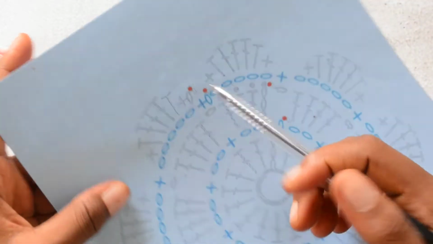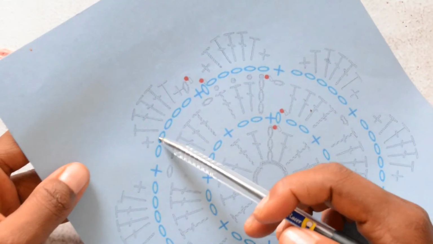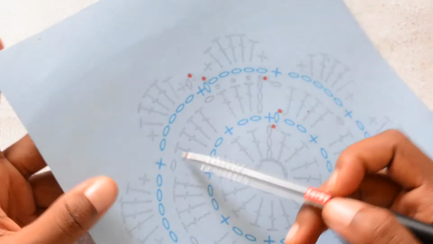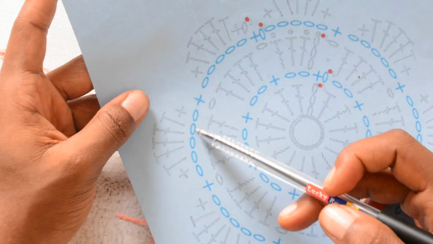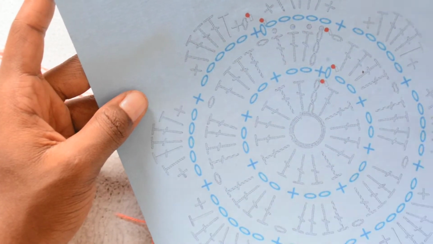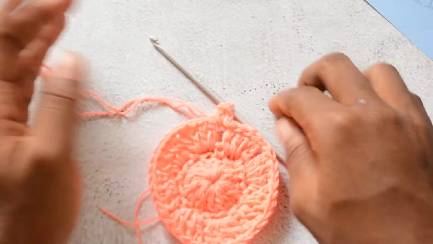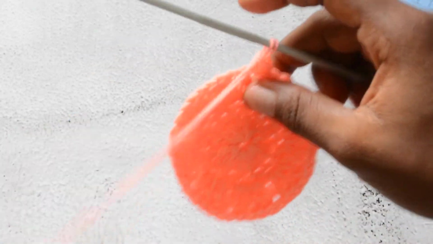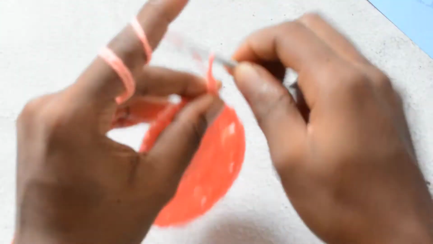Chain one, single crochet, done. The next thing is, chain 5, single crochet in the next chain one space, chain 5, single crochet in the next chain one space, and that is all we're going to be doing till the end of this round. So we chain 5.